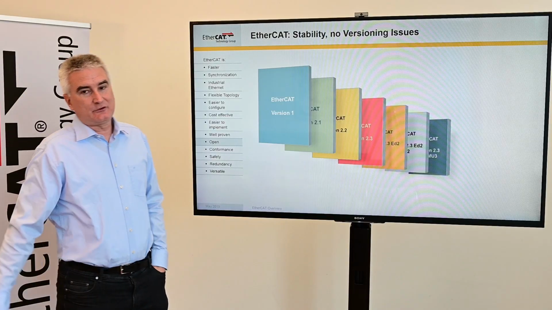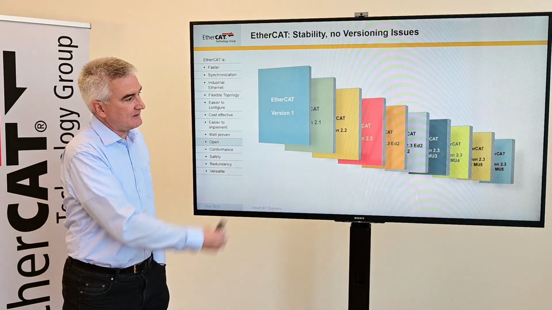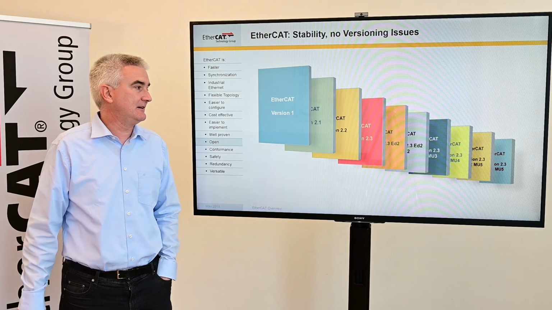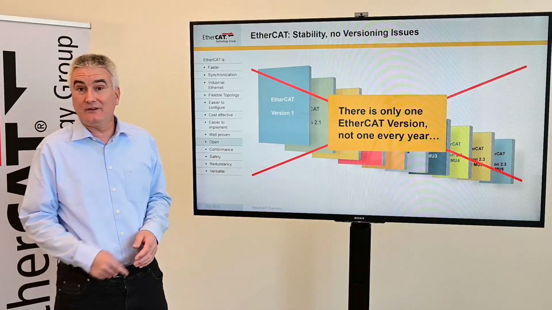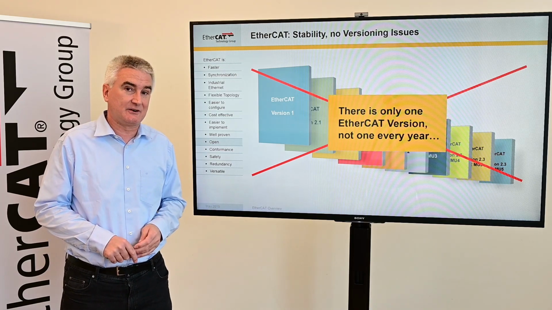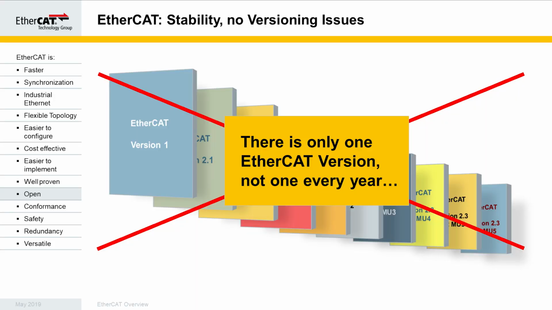Stability, the versioning situation of EtherCAT. This versioning history here, it's actually not EtherCAT. By the way, this was Profinet versioning history. There's only one EtherCAT version, not one every year. What does that mean? It means we have enhanced the technology but never changed it. This is very important if you have to maintain an old fieldbus network. Those of you who have done this before, they may remember.